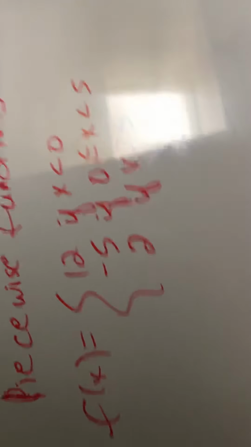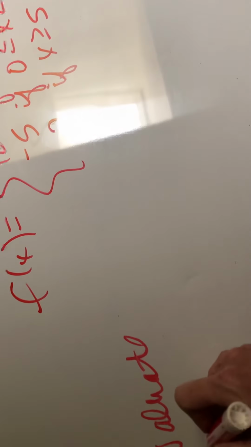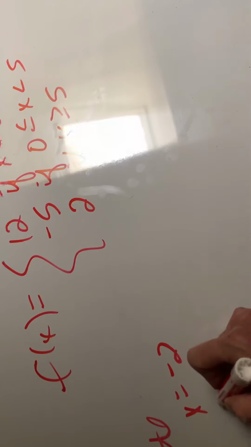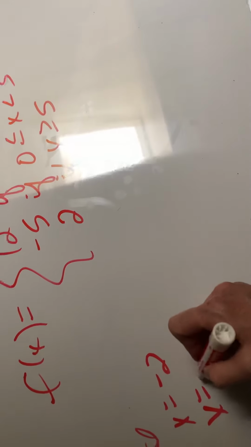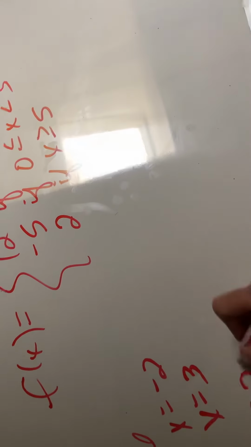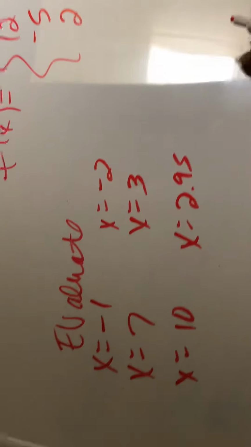And we are going to evaluate this step function first. So we're going to evaluate it for x being -1, x being 7, x being 10, x being -2, x being 3, and x being 2.95. That's too close to 3. Oh well, you'll still get the idea.